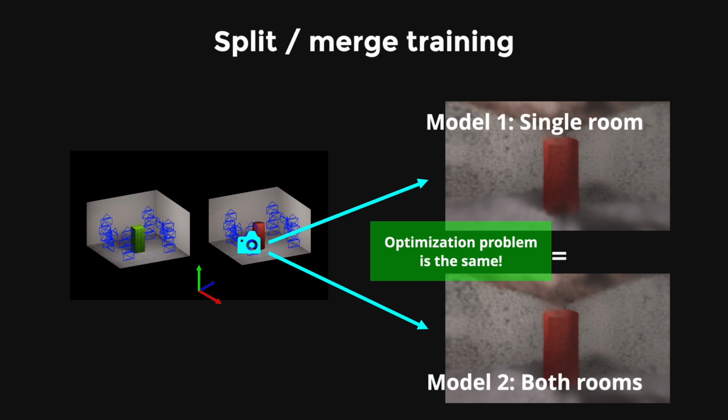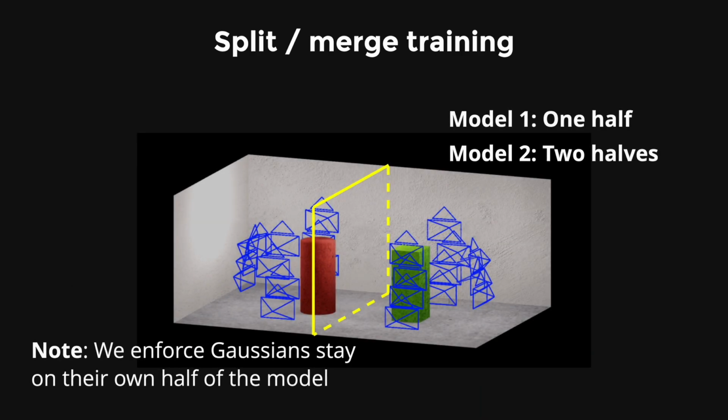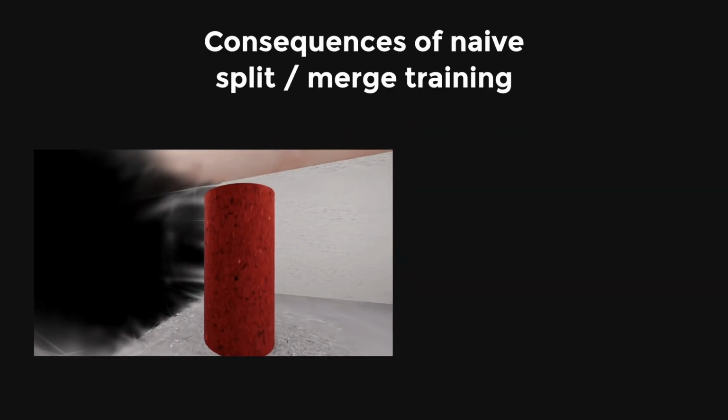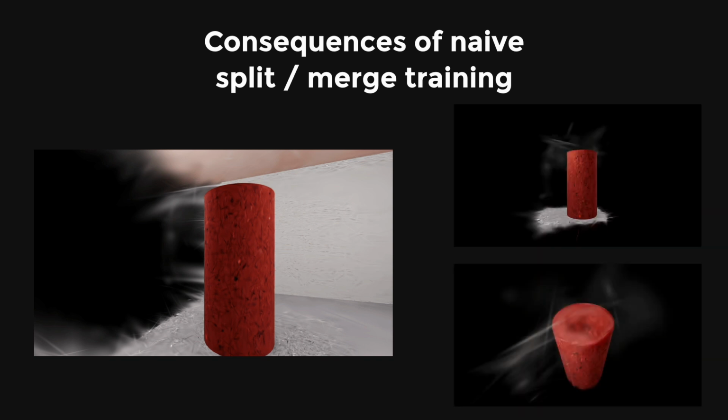The same does not hold true when we have two submodels that can actually see each other. Say we merged the previous two rooms into one contiguous space. If we pick a camera and try to render only the side of the model it's on versus both sides of the model together, it might actually bear different results. As such, optimizing the model using one such camera would result in different parameters being updated, and therefore, this would make the two optimization problems different. This divergence of training objectives actually causes artifacts when we perform split and merge training naively.